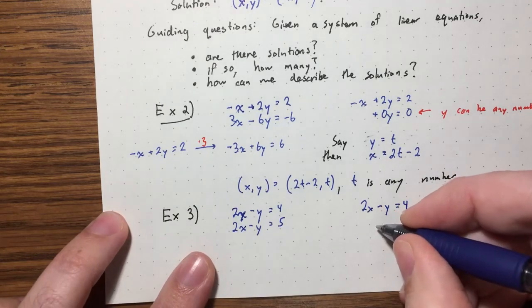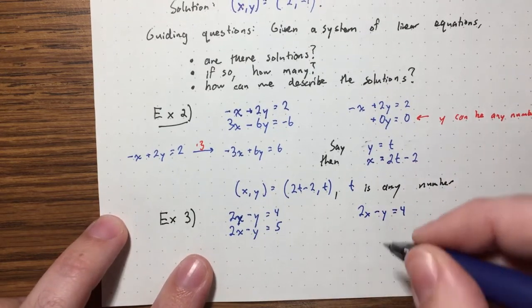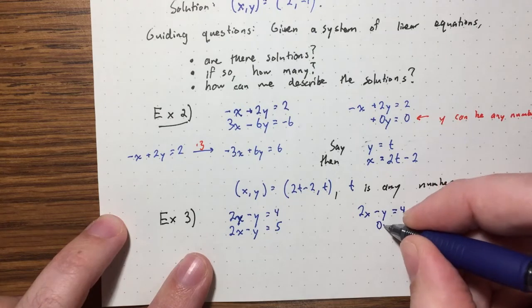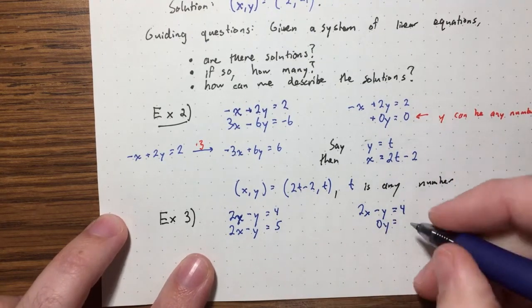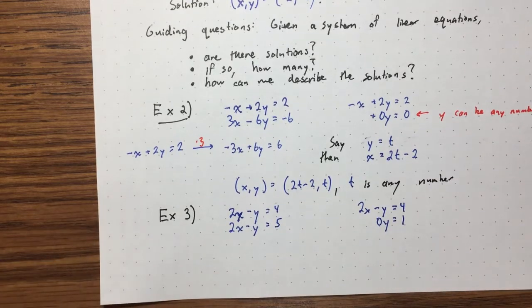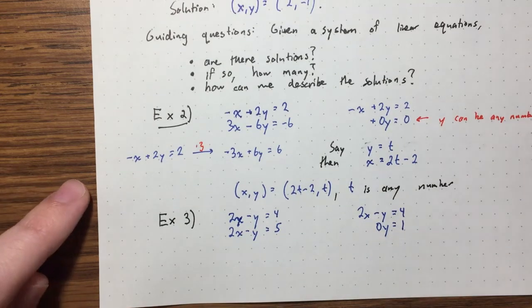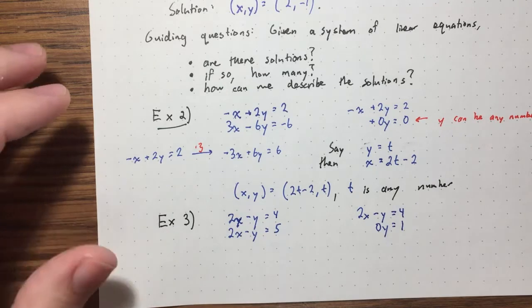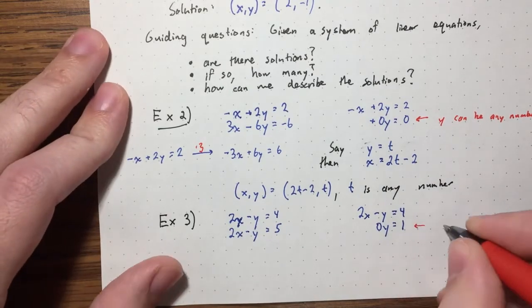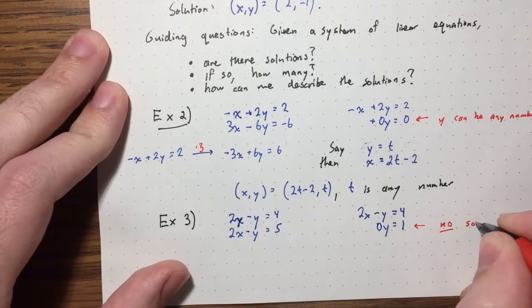I get 0x. The x's go away. That's what we wanted. But I also get 0y. And on this side, I have 5 minus 4 is 1. So I get 0y equals 1. Well, is that possible? Is there a value of y that when you multiply it by 0, you get 1? Of course not, right? Because 0 times anything is 0. So this actually has no solutions.